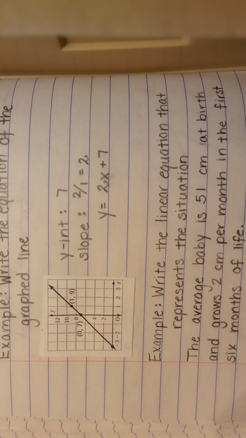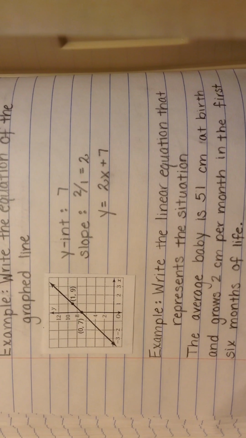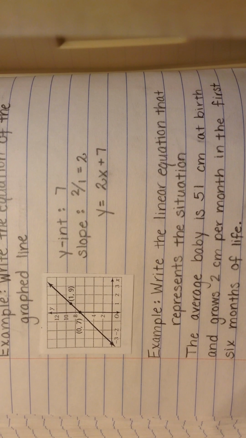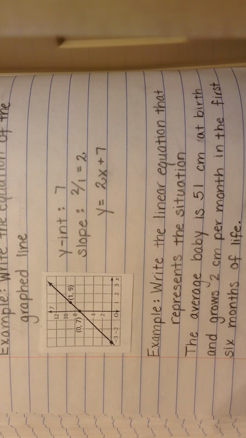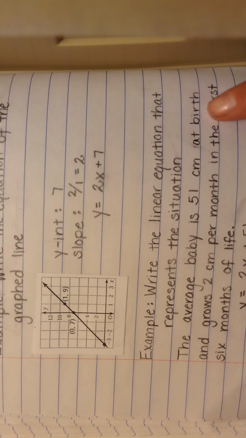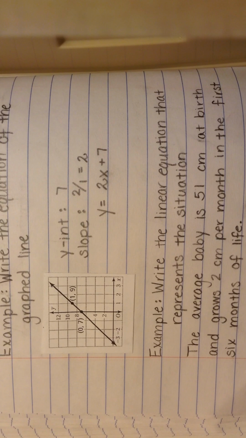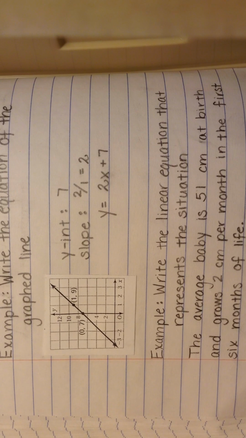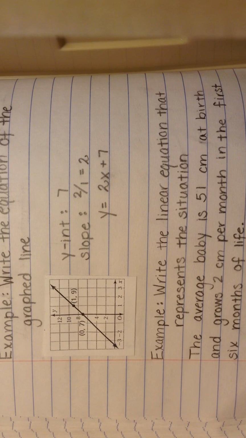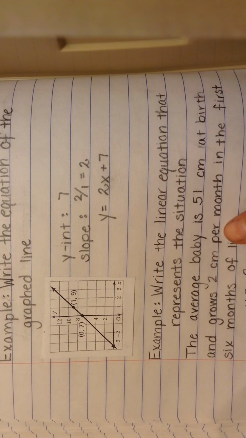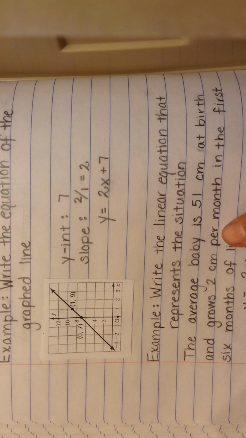So which one is our starting amount for the y-intercept? Does the baby start at 2 centimeters or does the baby start at 51 centimeters? Hopefully these words here, at birth, help you think that that's the starting amount. So 51 is our y-intercept. 2 centimeters per month. This word per identifies that it's a rate of change. And so our slope is the 2. So our equation for this situation is y equals 2x plus 51.